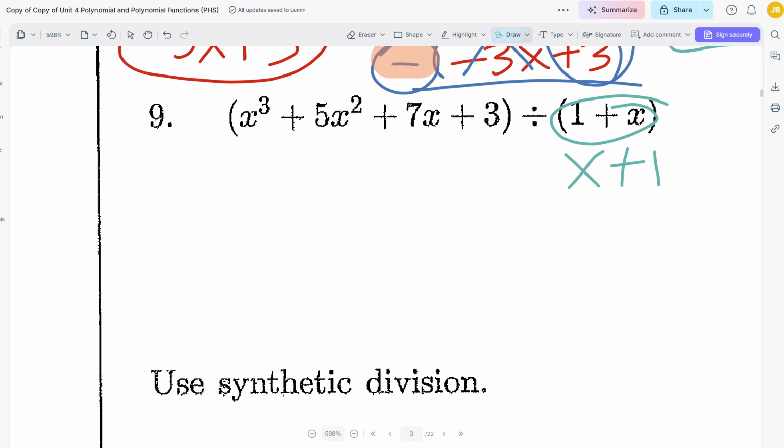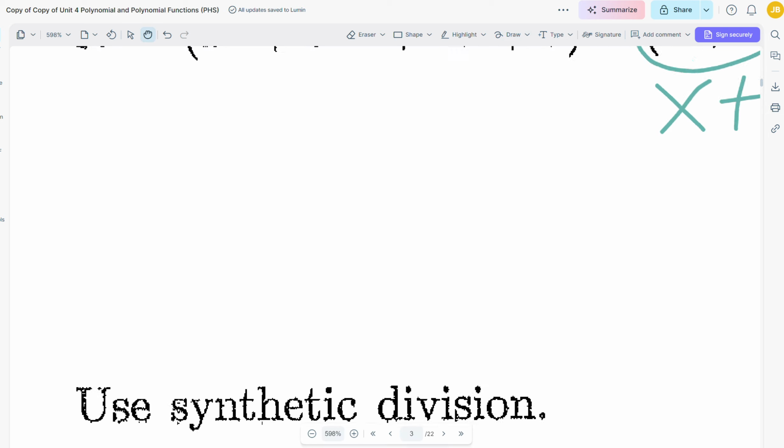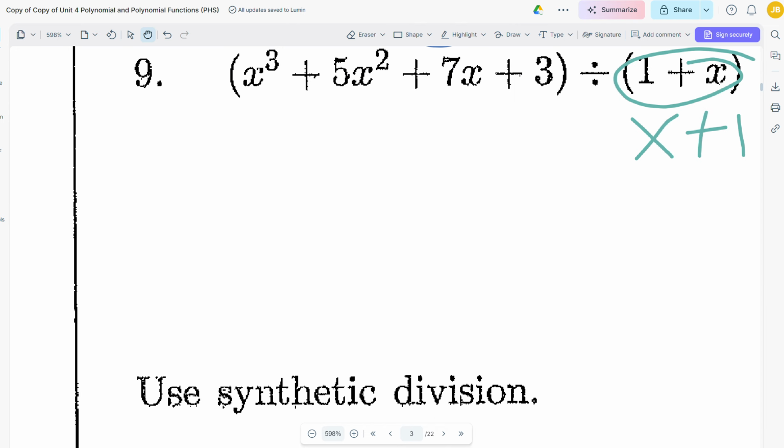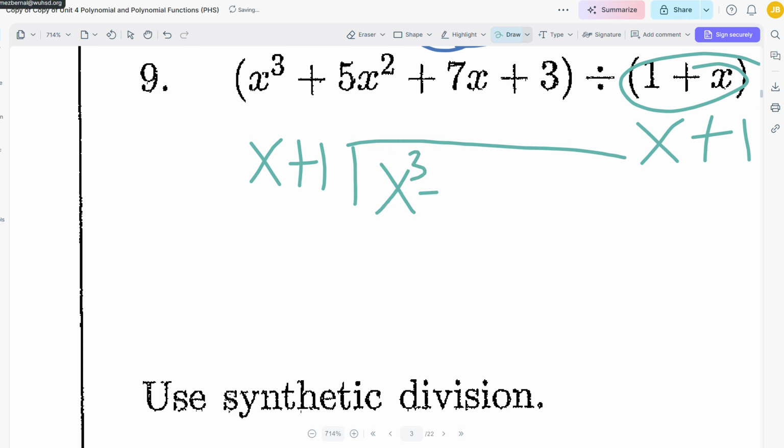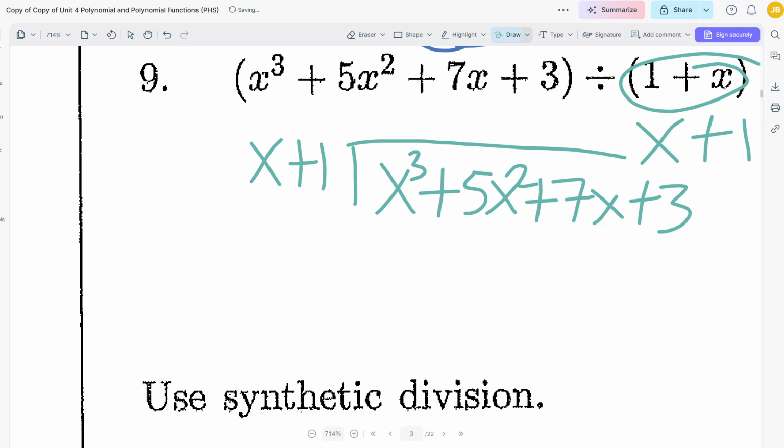Okay, so let's go ahead and do this once again. Let's write down the problem first before I get too ahead of myself. We have x plus 1, and we're dividing this big polynomial. Let me erase this. Don't need it now. And okay, let us begin.